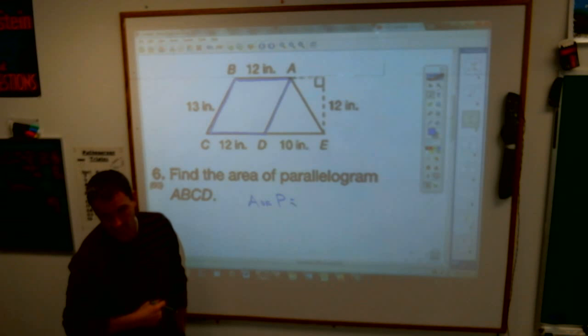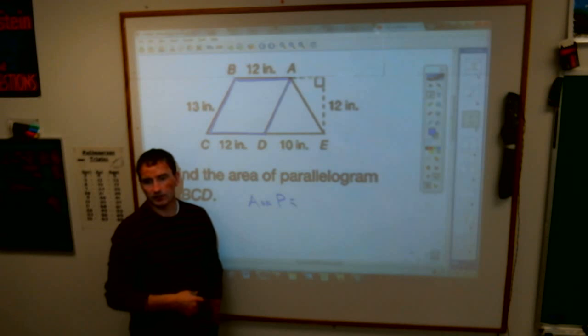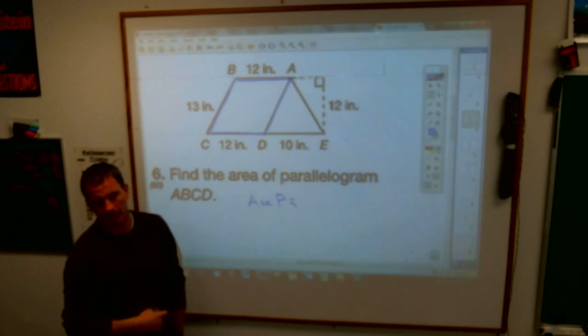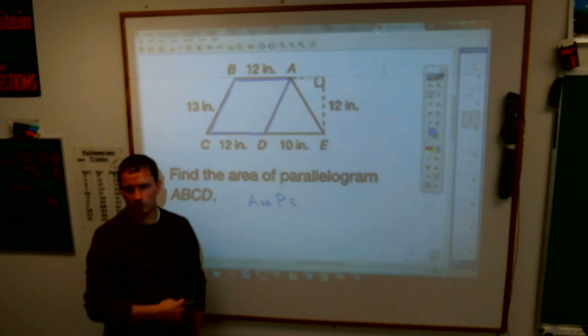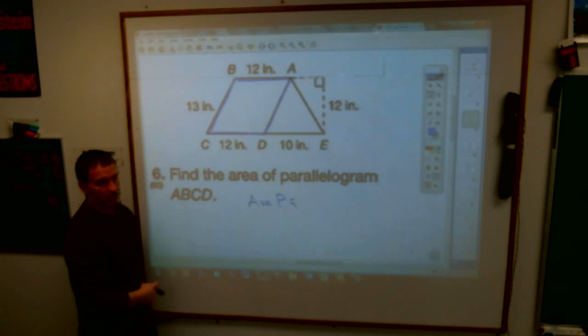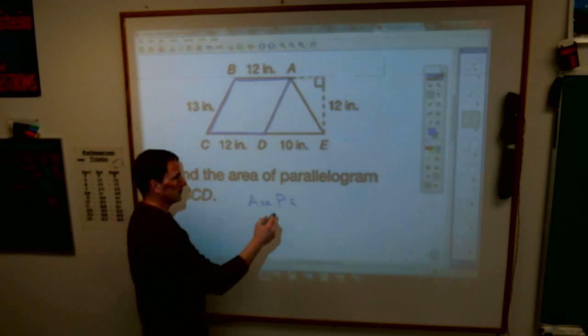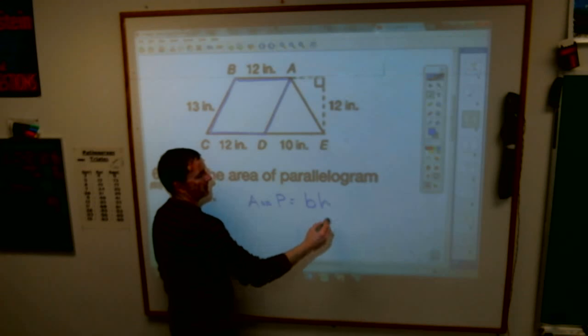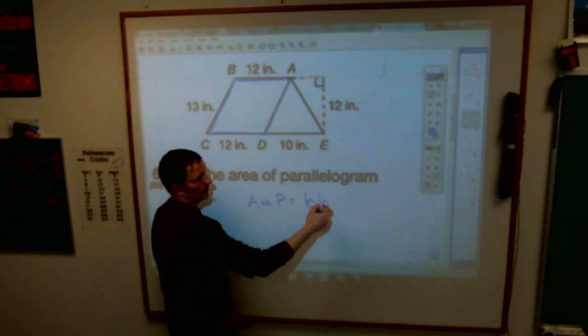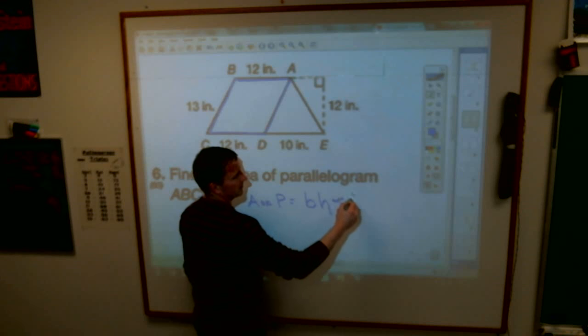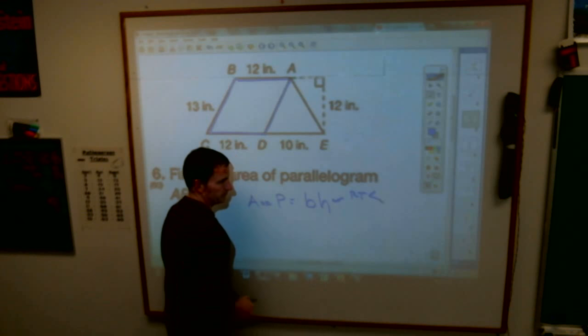This is where we would go wrong. Area of a parallelogram is different than the area of a rectangle. Area of a rectangle, we always go length times width. You can't use that with a parallelogram because there's really no width there per se. A parallelogram is base times height, and we use those letters because when we say base and height in math, those ones have to be the lines that form the right angle.